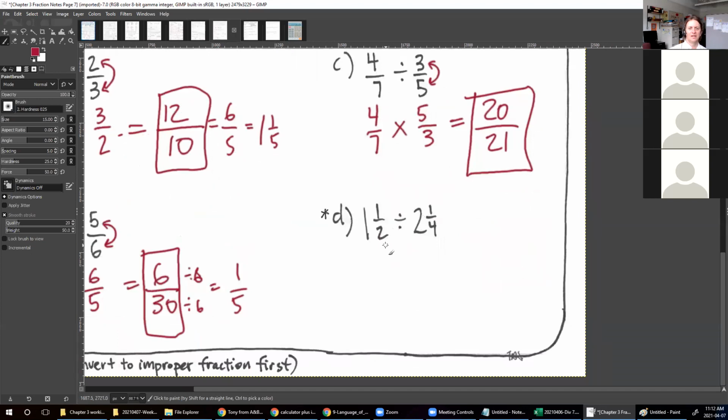And the last one, it's probably the hardest one out of them all. Well, actually, no, we've already done the hardest ones of them all. Let's convert these to improper fractions or top-heavy fractions. So we do that by saying 2 times 1, which is 2, plus 1, which is 3. And this one, 2 times 4, which is 8, plus 1, which is 9.